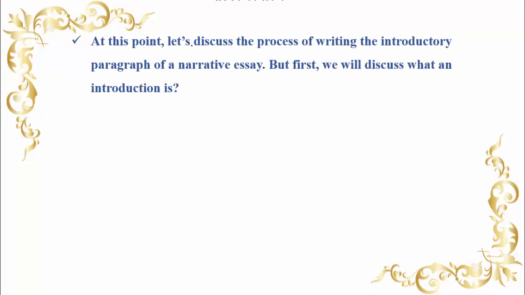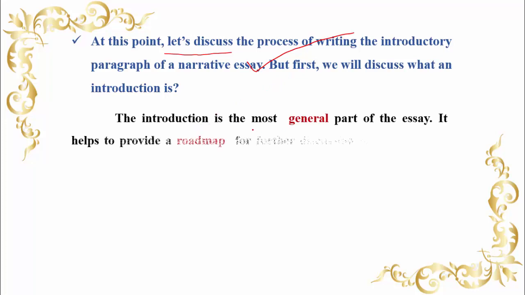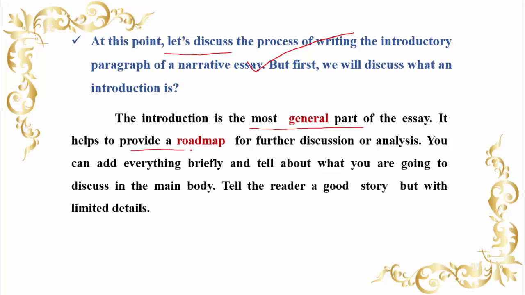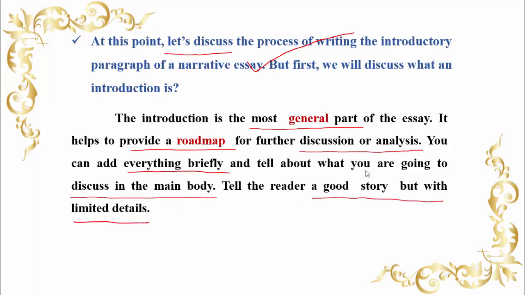After reviewing what we dealt with previously, let's discuss the process of writing the introductory paragraph of a narrative essay. But first, let's say something about what makes an introduction. The introduction is the most general part of the essay. It helps to provide a roadmap for further discussion or analysis. You can add everything briefly and tell about what you are going to discuss in the main body. Tell the reader a good story but with limited details. Bear in mind when writing the introduction to provide general information as much as possible.